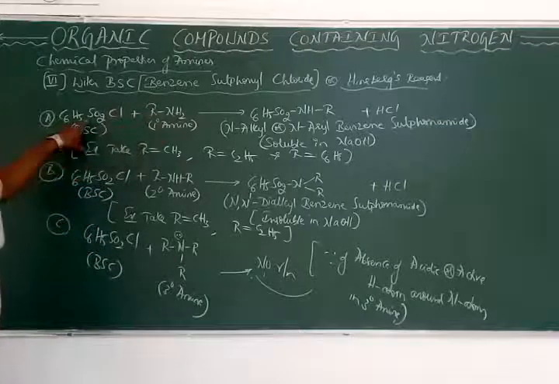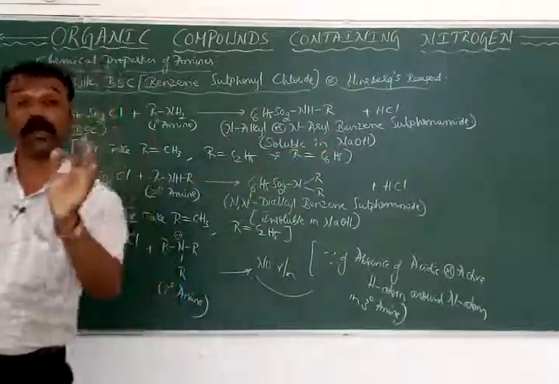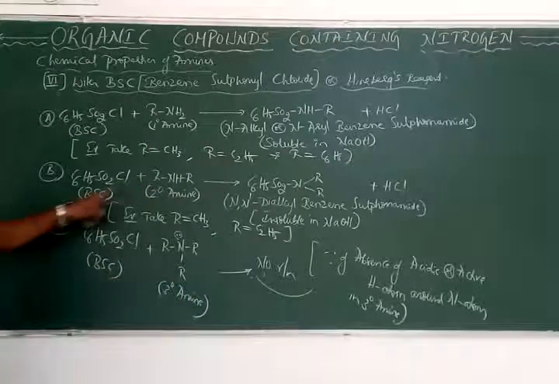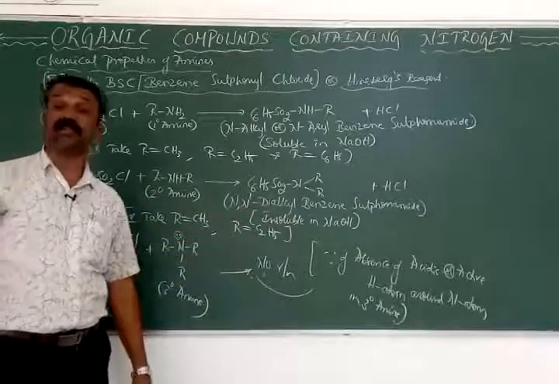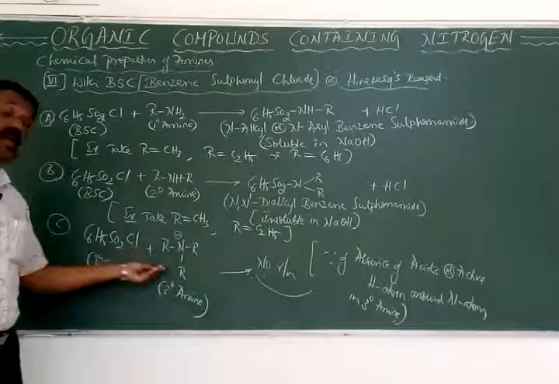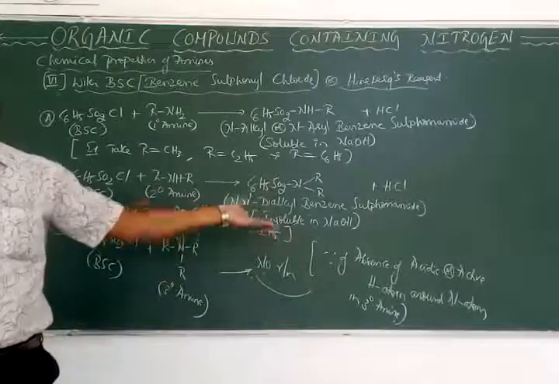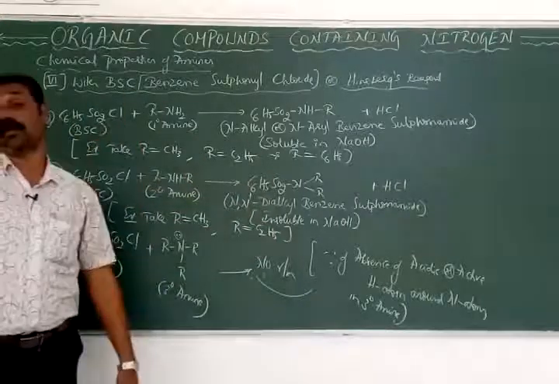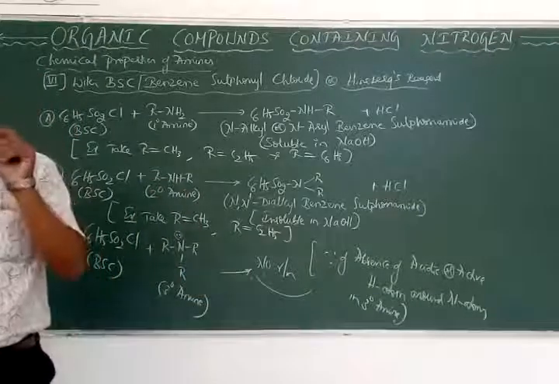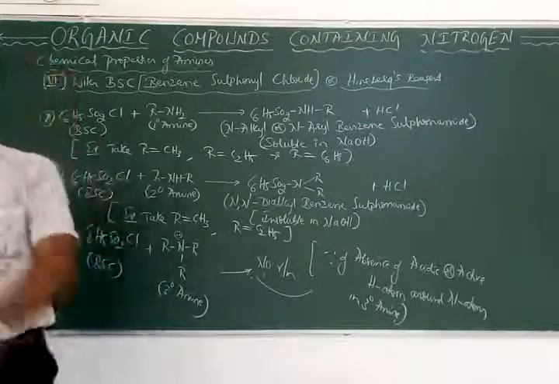Primary amines react with benzene sulfonyl chloride to form N-alkyl or N-aryl benzene sulfonamide, which is soluble in NaOH. Secondary amines react with benzene sulfonyl chloride to form N,N-dialkyl benzene sulfonamide, but it is insoluble in NaOH. Tertiary amines don't react with benzene sulfonyl chloride because of the absence of the active hydrogen, or the acidic hydrogen atom adjacent to the nitrogen atom. That is why the Hinsberg test is also a distinguishing test between primary amines, secondary amines and tertiary amines.